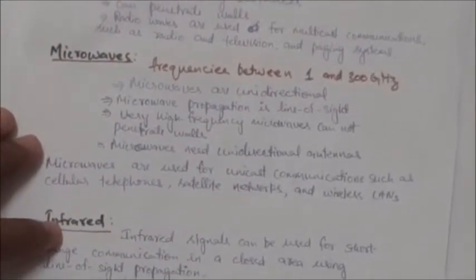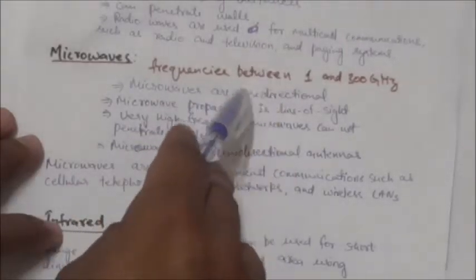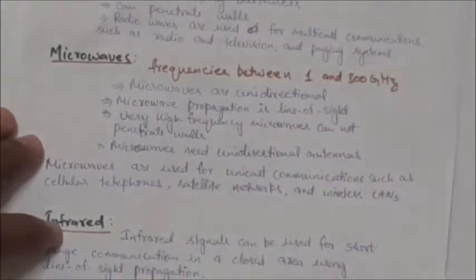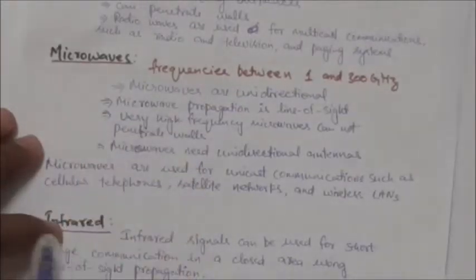Now we will study about microwaves. Microwaves are electromagnetic waves having frequencies between 1 and 300 GHz. Microwaves are unidirectional. When an antenna transmits microwaves, they can be narrowly focused. This means that the sending and receiving antennas need to be aligned. Microwave propagation is line of sight, right?